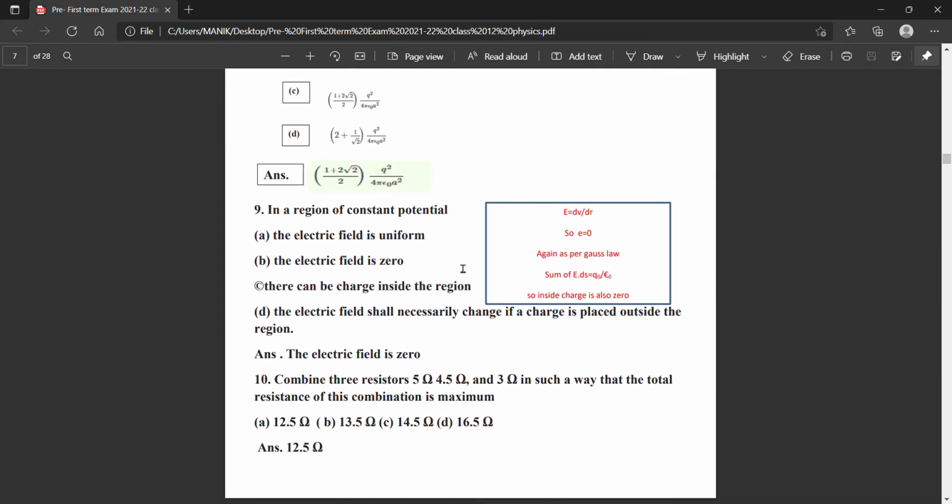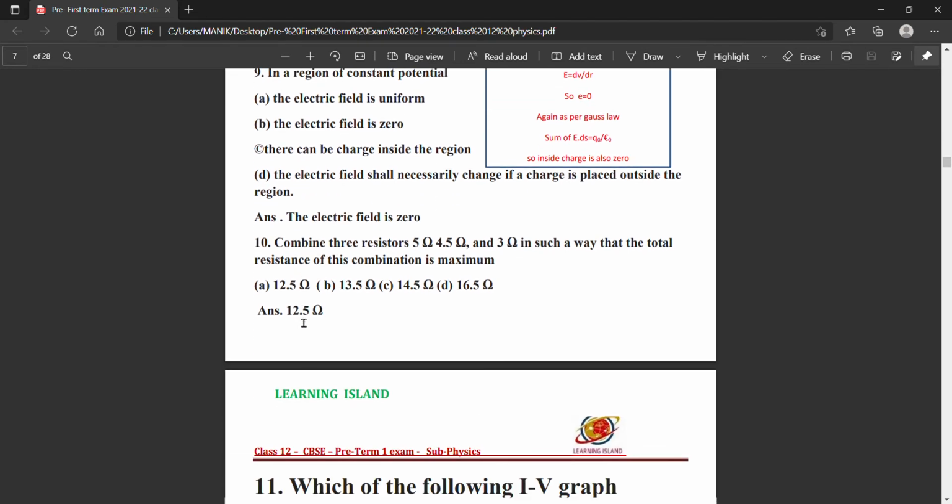In a region of constant potential, option A, the electric field is uniform. Option B, the electric field is zero. Option C, there can be charge inside the region. Option D, the electric field shall necessarily change if a charge is placed outside the region. So here you see, we know the electric field is the gradient of voltage, that is dV by dr. So if the voltage is constant and if I take the derivative of voltage, we will get zero. So the electric field here will be zero. So the answer will be the electric field is zero here.